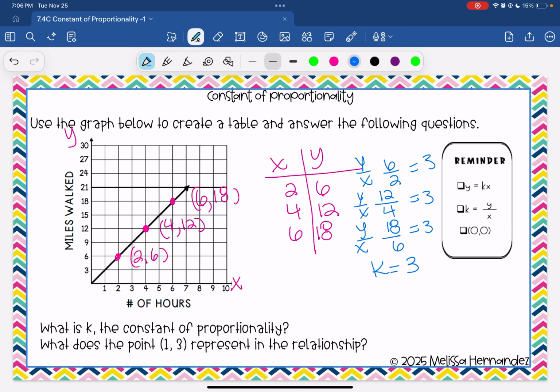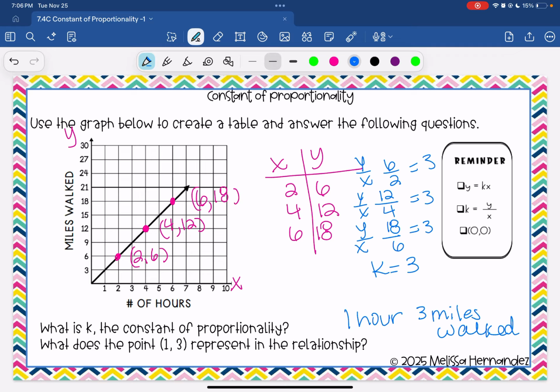What does the point 1, 3 represent? In other words, for 1 hour, it's 3 miles walked. That typically gives kids trouble. I'm not sure why, but I thought I would just talk about it here since we're already here.